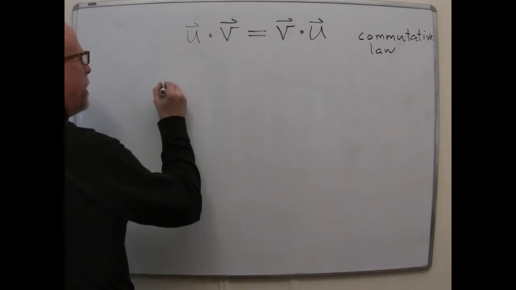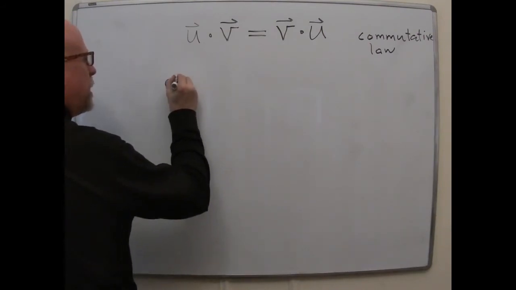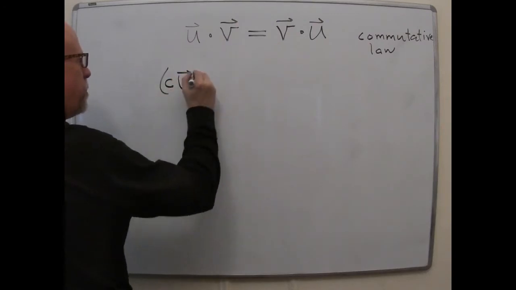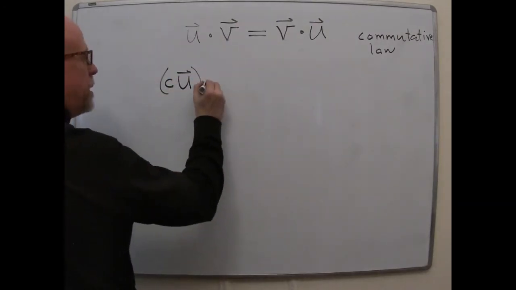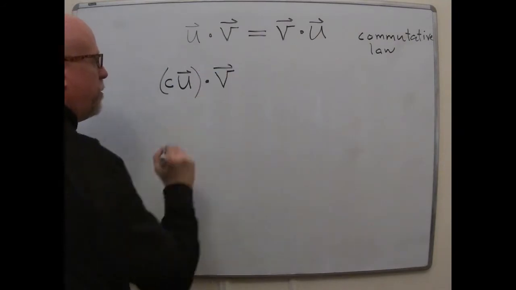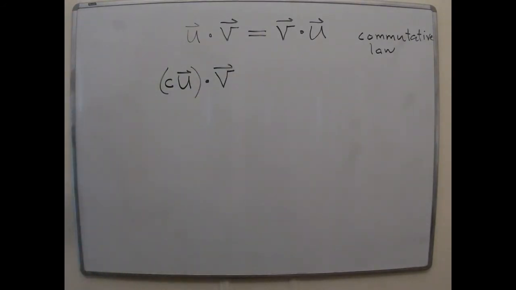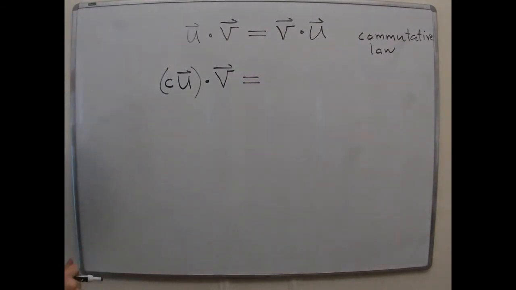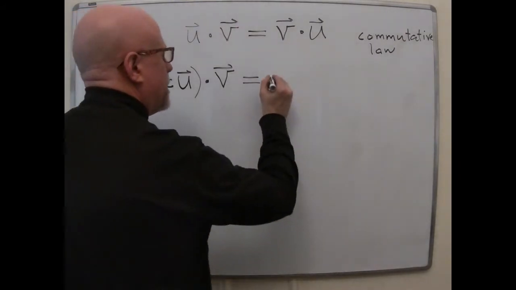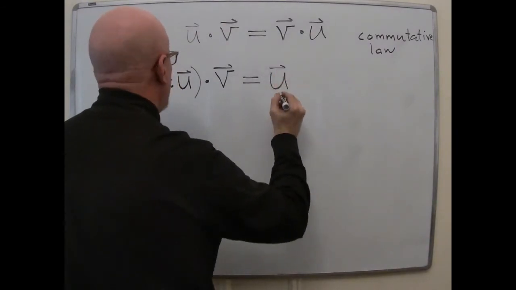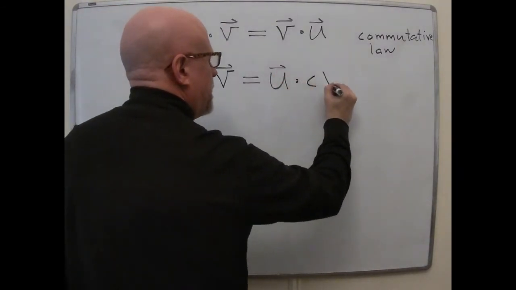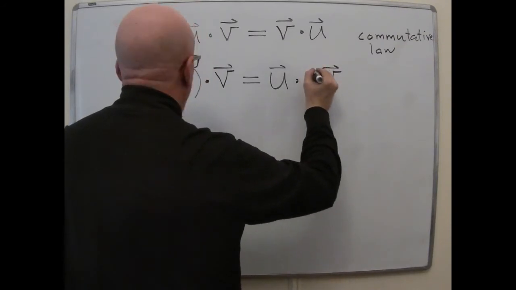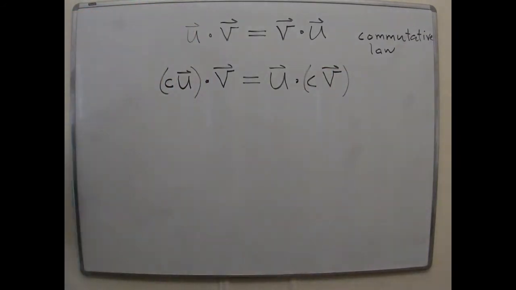If I make one vector slightly longer, so maybe multiply vector u by a quantity c, and then do the dot product of it with v. Well, instead of making u longer, I could make v longer, and it would have the same effect. Let me think about this. u dotted with cv. Why would those be the same?